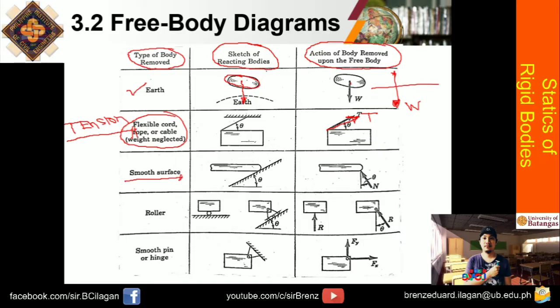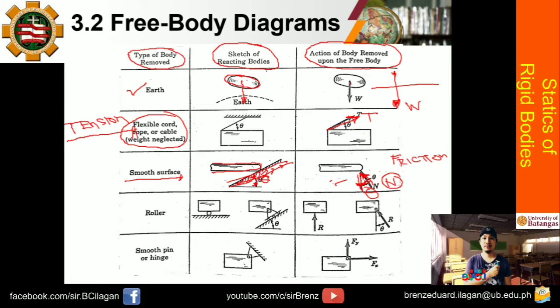Kapag smooth surface, for example, meron ka ditong rod, and yung rod na yan is resting on an inclined plane. Yung inclined plane na yun has an inclination of theta. So kapag ganyan, take note that we have a normal force. Normal force mo acting perpendicular dun sa surface, yung normal force is usually ginagamit na sa topic na friction. Again, ito yung magiging theta mo, from the y-axis. Force N. Okay, so again, always perpendicular.